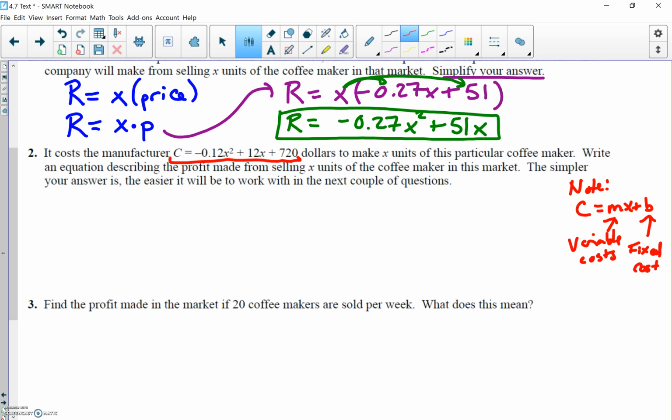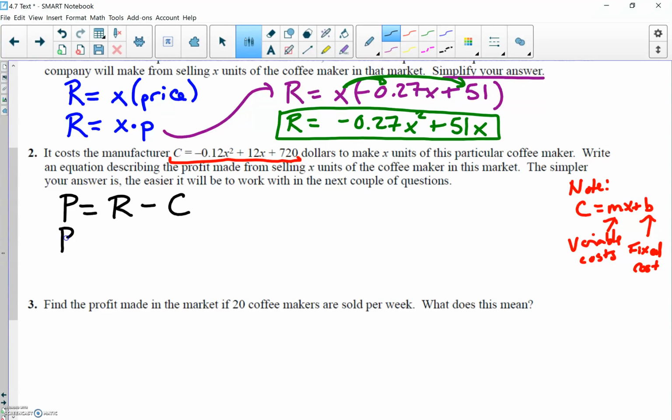Here we have a more complicated situation for a coffee maker because there's probably more going on. And they want us to write an equation describing the profit. So here we need to know that our profit is always found by taking the revenue, or how much money you earn from selling your items, and subtracting away your costs associated with making that item.